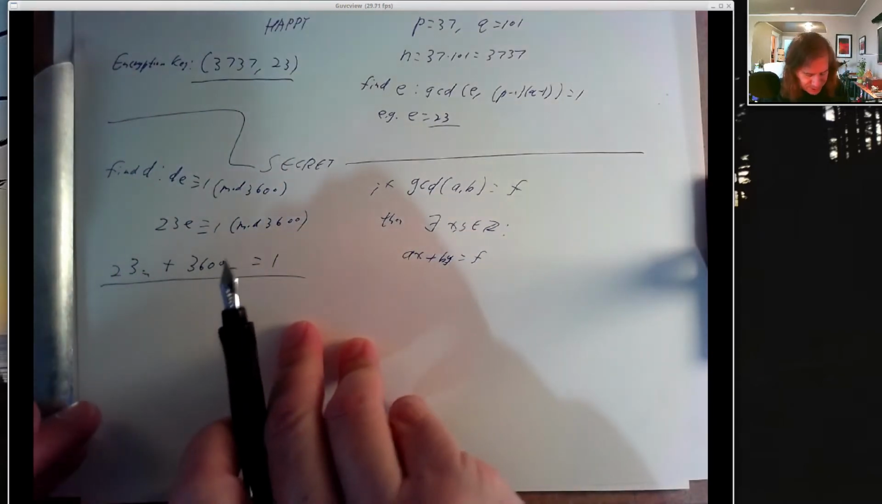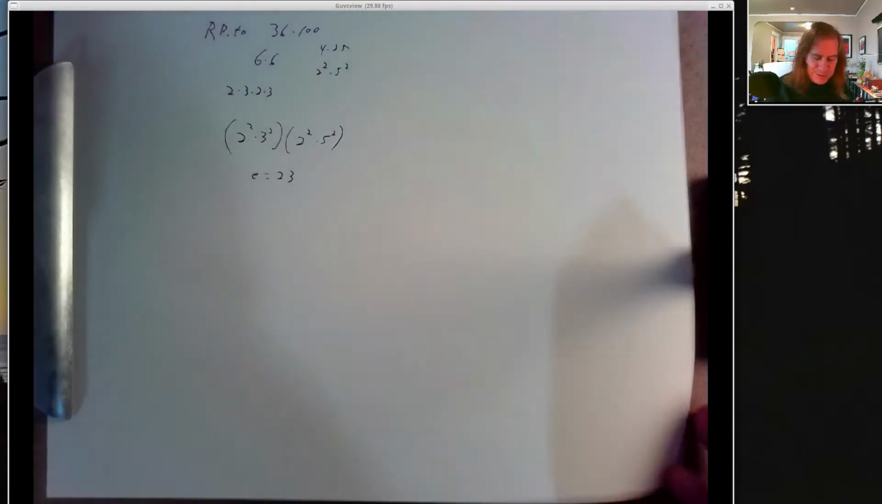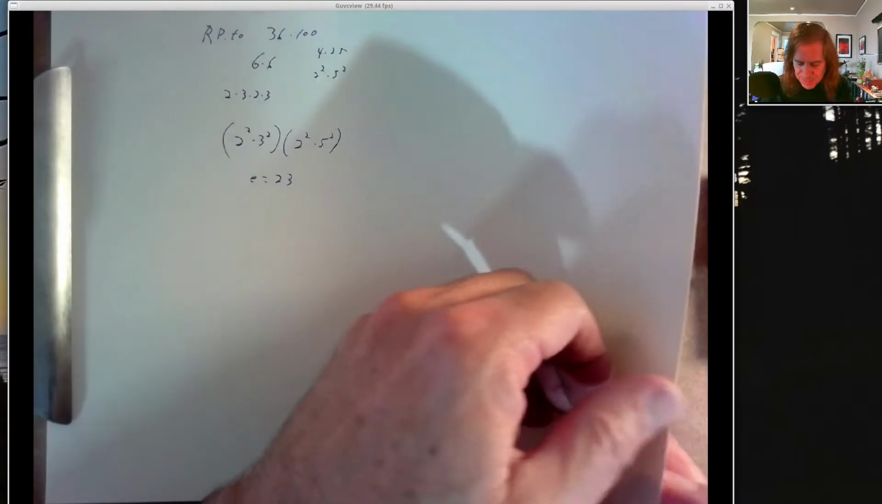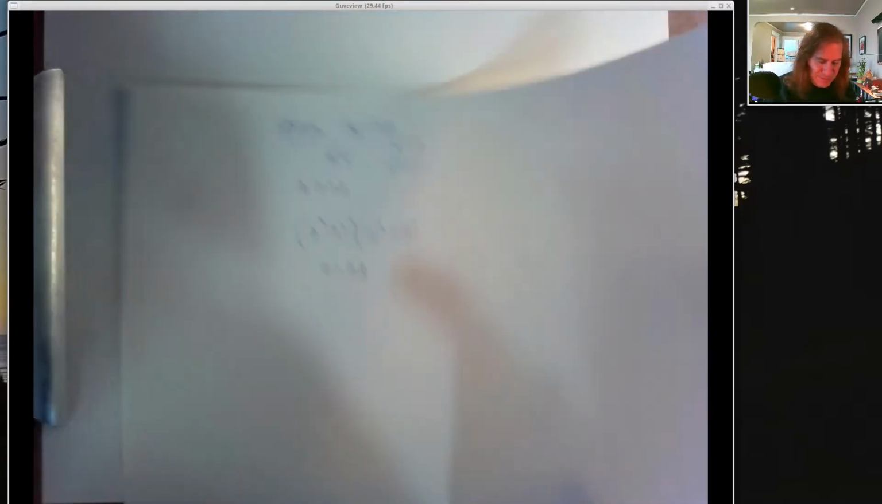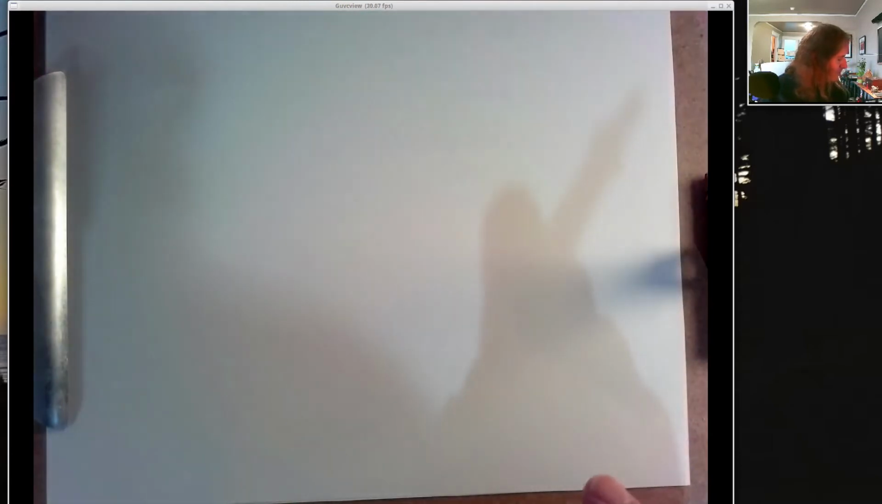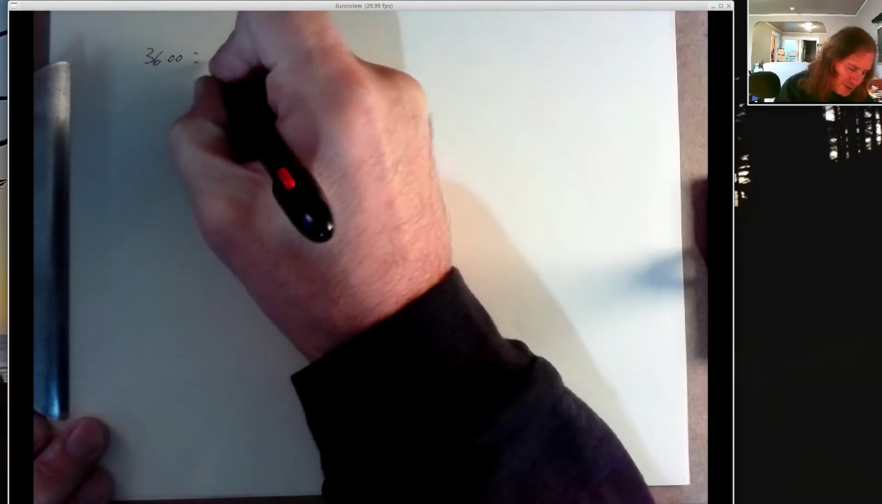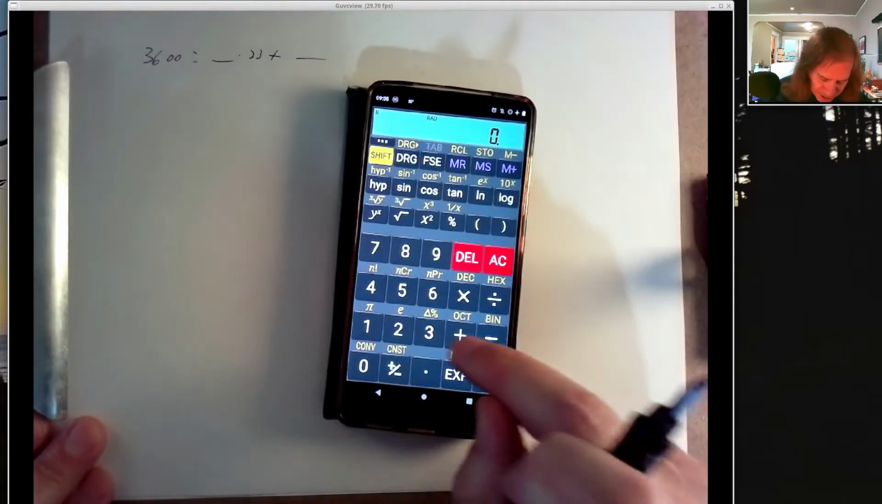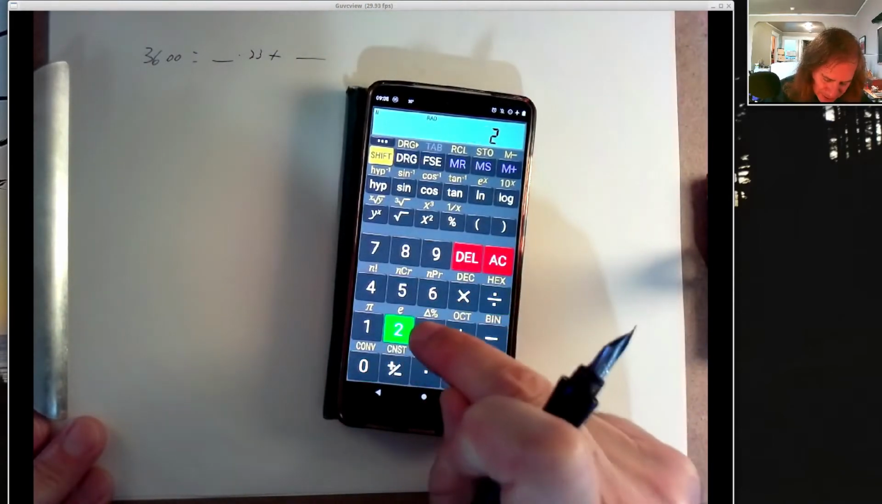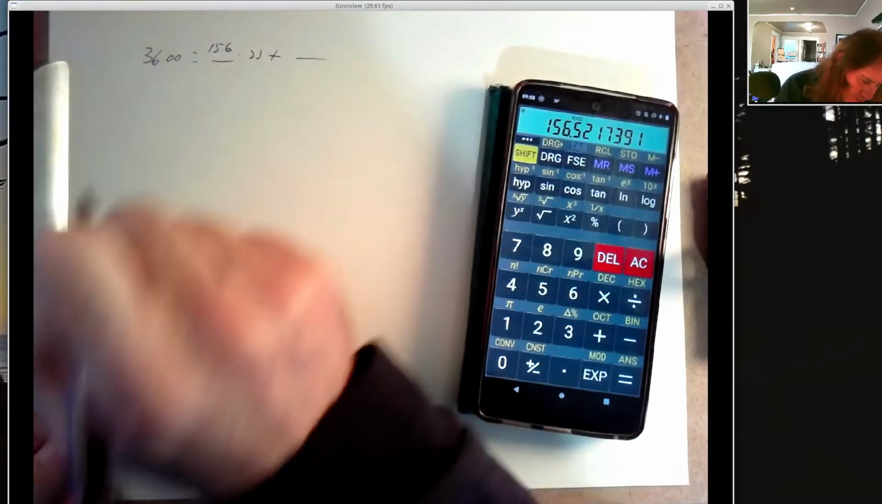Well, let's go to another page, and this is going to be running Euclid's algorithm kind of in reverse, or possibly sideways, if you like. So let's use Euclid's algorithm and find the GCD of 3600 and 23. So how does this work? 3600 equals something times 23 plus something. All right, calculator time. 3600 divided by 23. So it goes in 156 times.